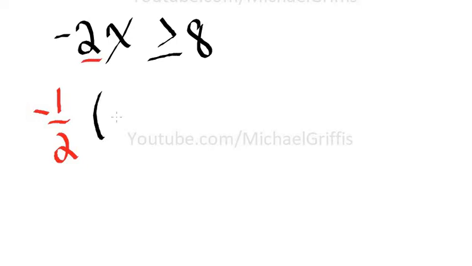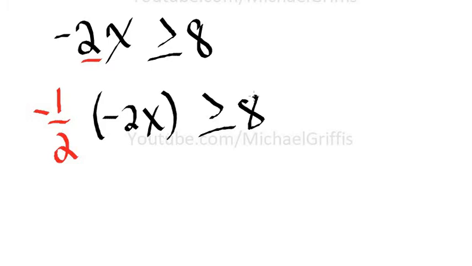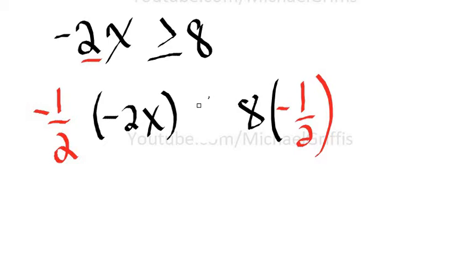So we have negative 2x. We're going to put parentheses around that so we don't get the negative confused here. And multiplying both sides by negative 2. Now when we do this, we must flip this inequality. Alright, we got to flip it. I didn't say flip out, I just said flip it.